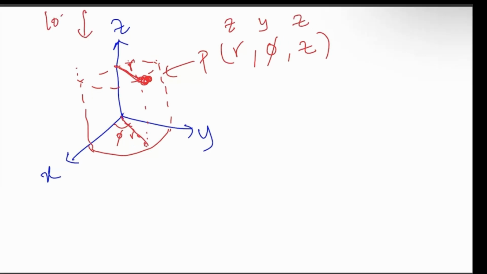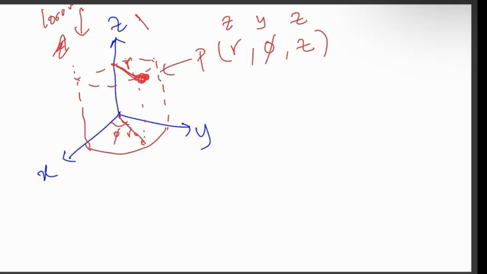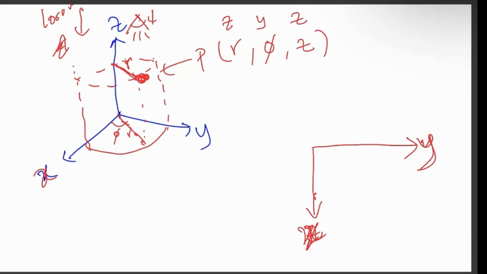Look from here. Our eyes are here. What we can see is X and Y as this: this as X, this as Y. And this one is R. We have phi here.